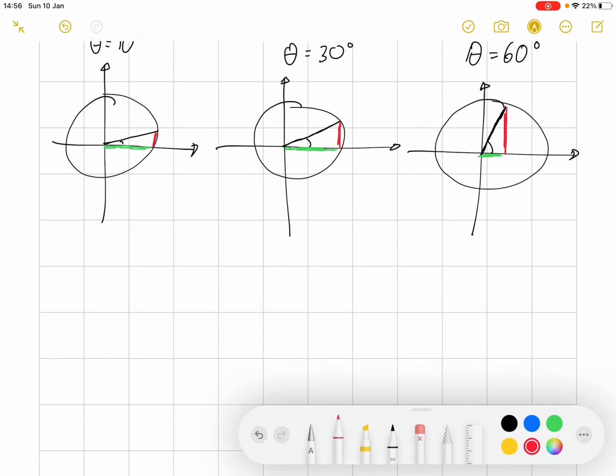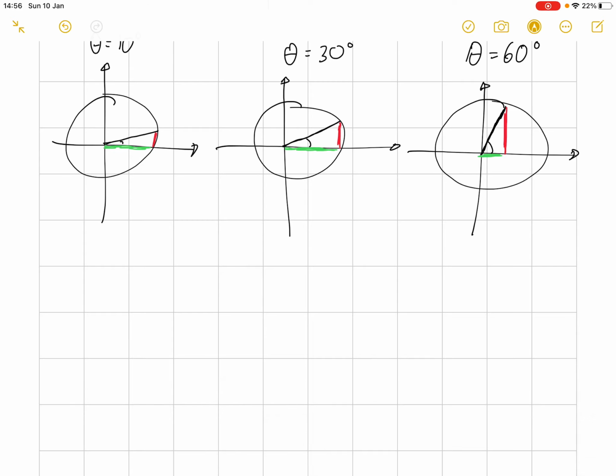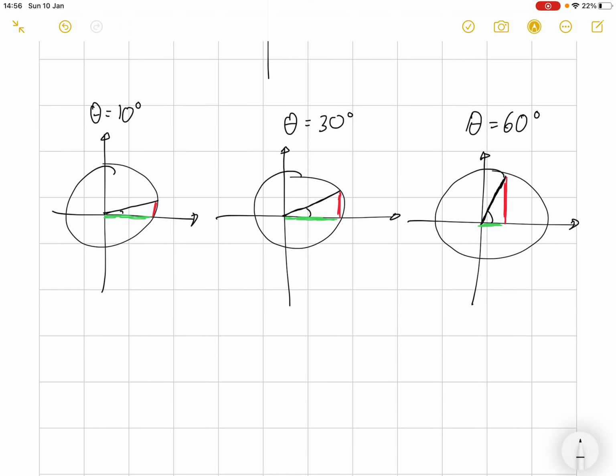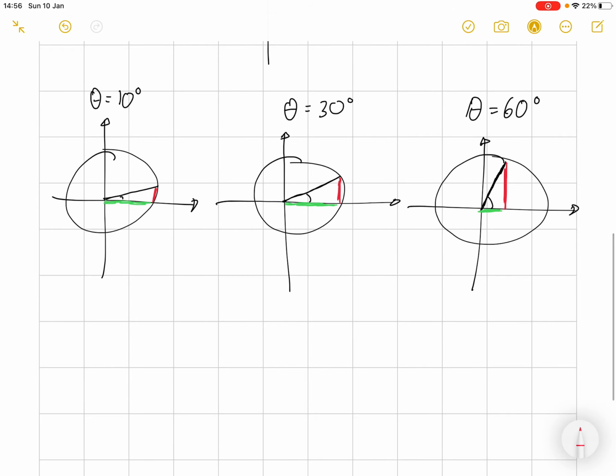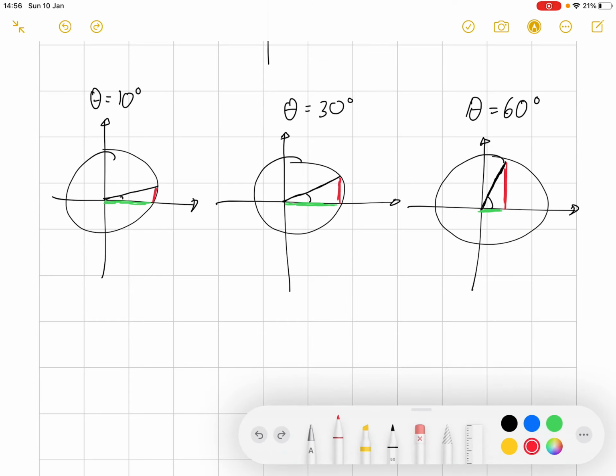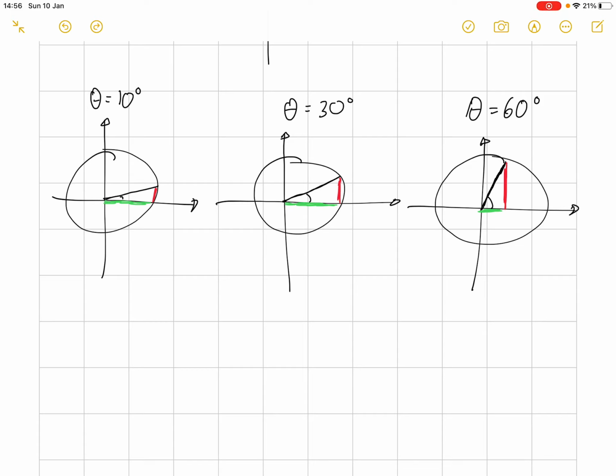So because sine of theta, the red line, represents distance from the x-axis, if this line were to, for example, drop below the x-axis, then this would be a negative value. This would be less than 0. And a very similar thing happens to cos of theta. If this line were to drop behind the y-axis, then this would be, again, less than 0.